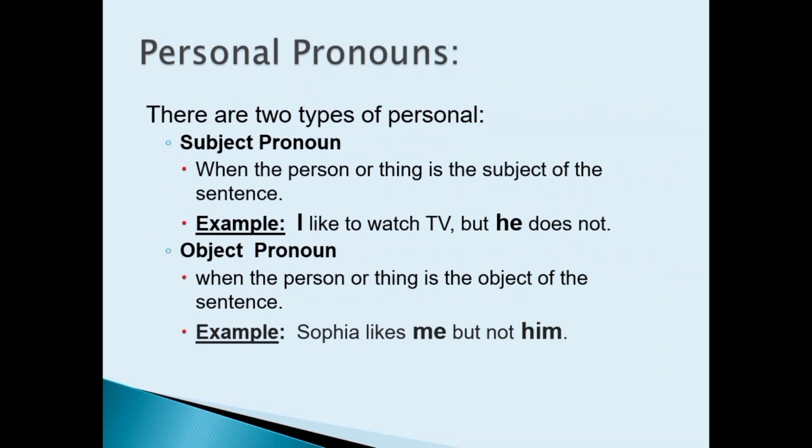For example, I like to watch TV, but he does not. An object pronoun can be defined as when the person or thing is the object of the sentence. For example, Sophia likes me but not him.